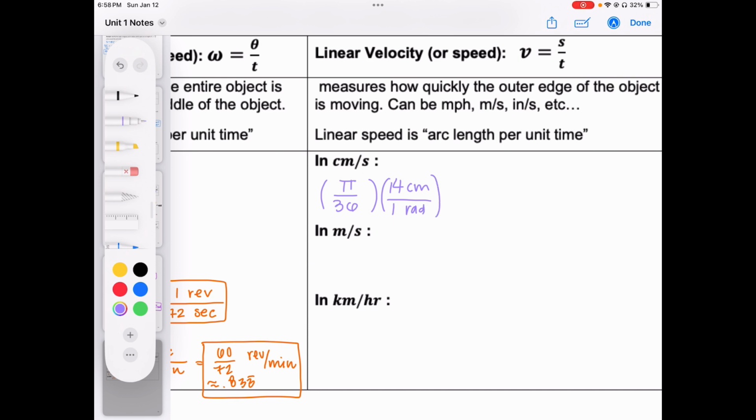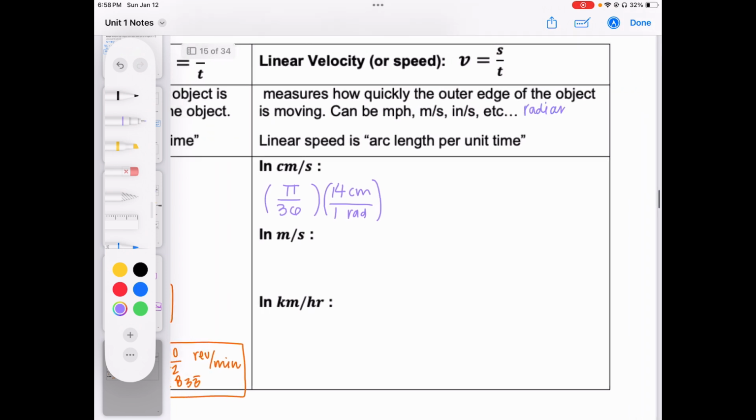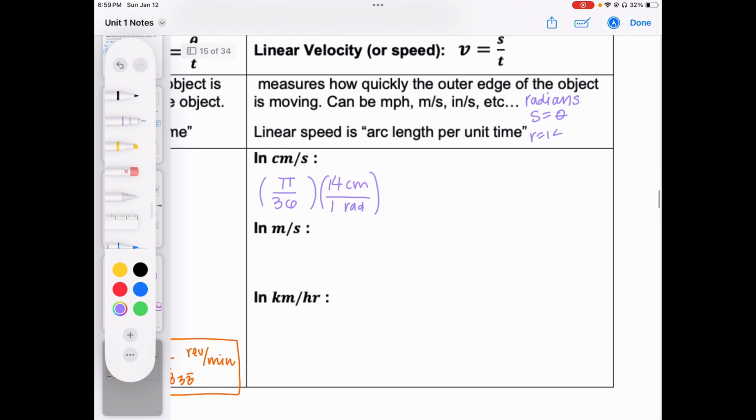Let me talk to you about why that's happening. We talked about how in radians, the arc length is equal to theta. And so if you have a radius of 14, that's also 1 radian. So 14 centimeters is proportional to that 1 radian in this problem. We'll go ahead and multiply and simplify. We will get 7 pi over 18 centimeters per second.